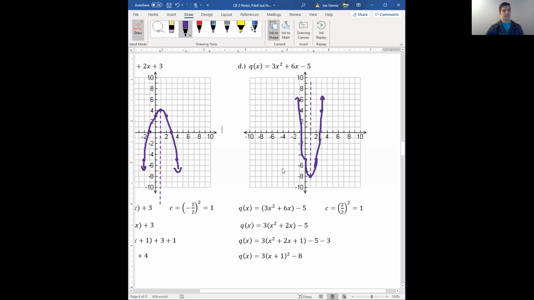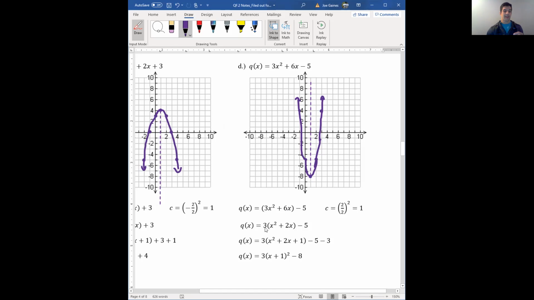And here we have a graph and an equation for Q of X. Hopefully yours looks the same as mine. So let's walk through what I did here. Initially I went ahead and grouped the first two terms, 3x squared plus 6x, so that I could complete the square with just those, again, ignoring that constant at the end, -5. We're going to use it, but we're setting it aside for the moment.